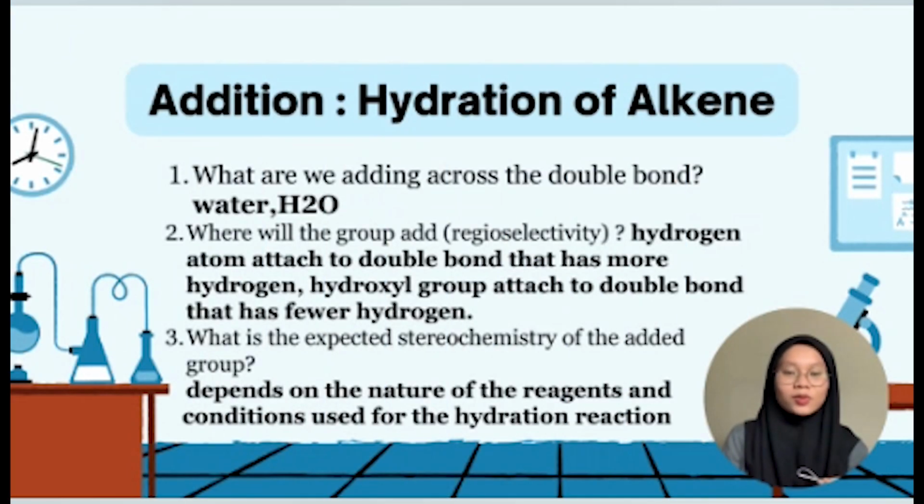So the last one, to summarize the hydration of alkene, let's answer the three key questions that I mentioned earlier. The first question is, what are we adding across the double bond? The answer is water molecule. The second question is, where will the group add? Regioselectivity. As I mentioned before, the hydrogen atom will attach to the carbon of the double bond that has more hydrogen, while the hydroxyl group will attach to the carbon that has fewer hydrogen.